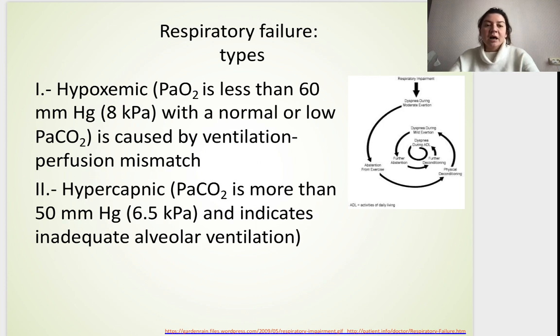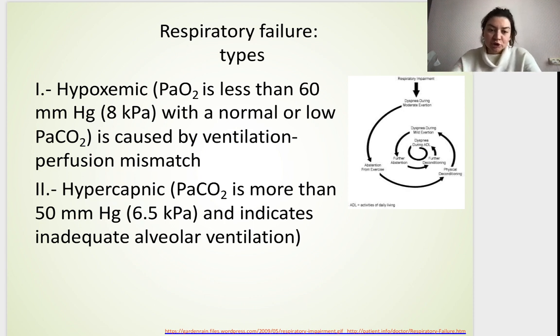Types. It can be hypoxic, when the partial pressure of oxygen is less than 60 mmHg or 8 kilopascals with a normal or low partial pressure of CO2. It is caused by ventilation-perfusion mismatch. And another type is hypercapnic.